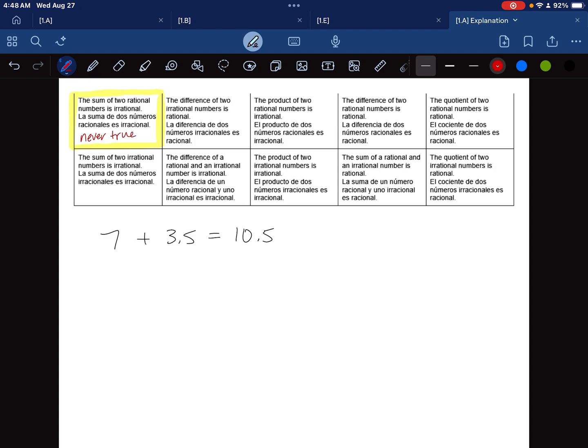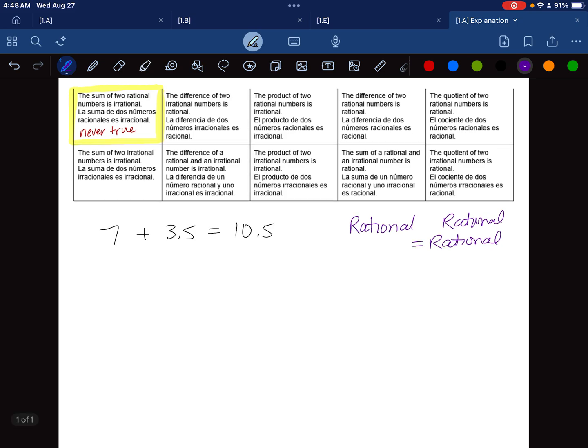In general, when you have any two rational numbers, you will always produce another rational number. I'll add that as a note. So any rational and rational number will equal a rational number. It's not always the same with irrational numbers, and it's not always the same when they're mixed. So let's try it.